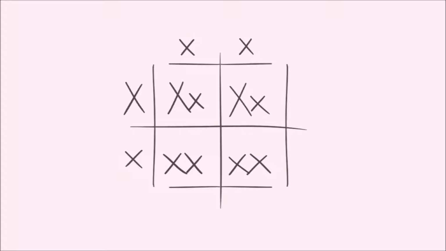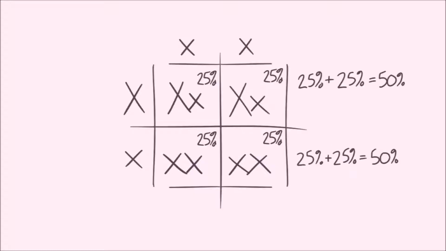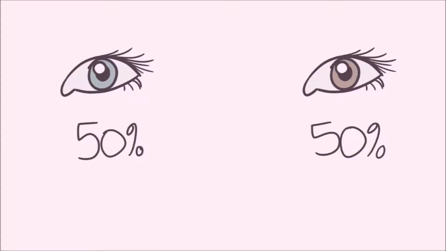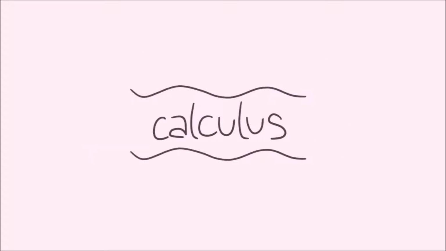There are 4 different possible outcomes, which means that each combination has a 25% chance to appear in the offspring. Since there are 2 dominant recessives and 2 recessive recessives, we can confirm that because 25% plus 25% equals 50%, there is a 50% chance for the offspring to have blue eyes and a 50% chance for the offspring to have brown eyes. Last but not least, calculus can also be applied in the medical field.